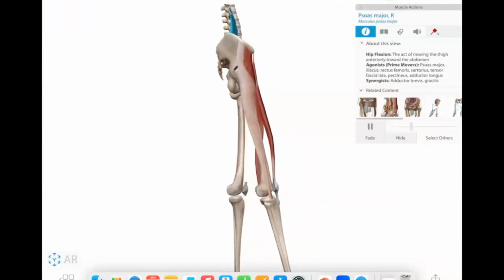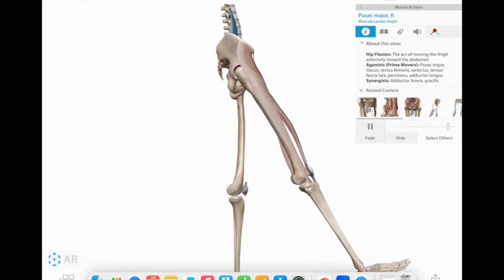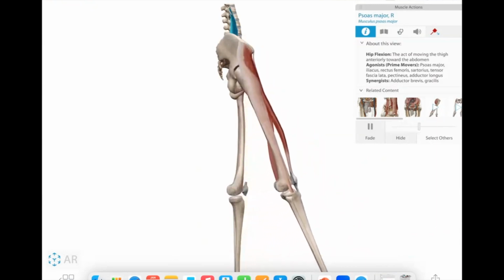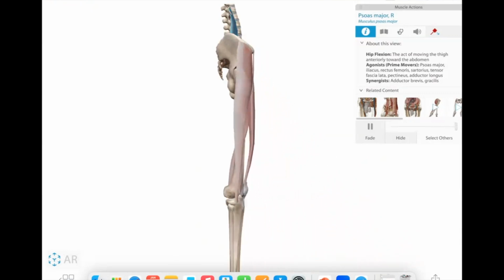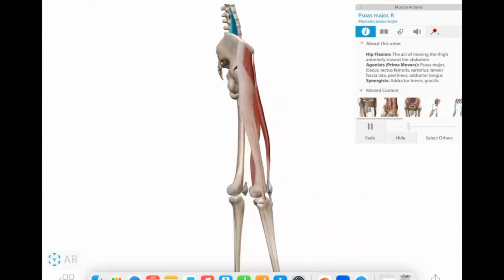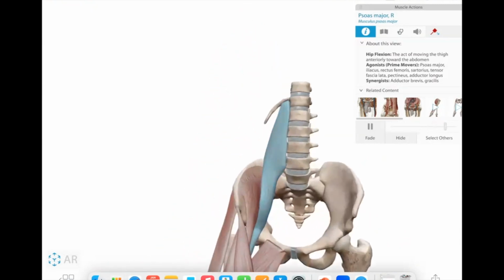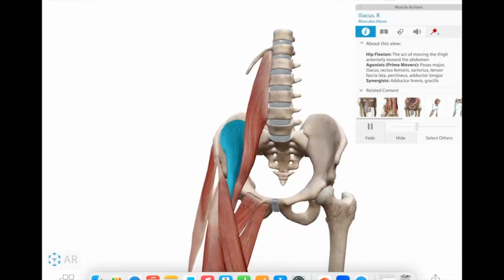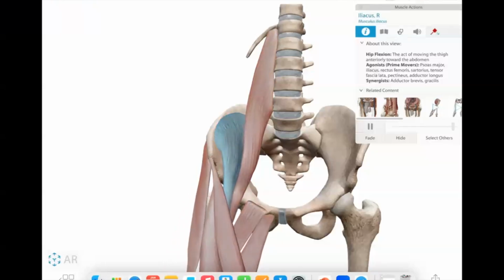तो जितनी भी मसल हैं जो हमारे लेग को ऐसे ऊपर लाने में मदद करती है उन्हें फ्लेक्सर ग्रुप ऑफ मसल कहते हैं. They are called flexor group of muscles, those who are helping the leg to bring in this direction, right? So this is called psoas muscle, and the same work is done by another muscle that is called iliacus muscle. We can see this is the iliacus. तो हमारी एक iliacus हो गई और एक psoas major हो गई, two muscles.